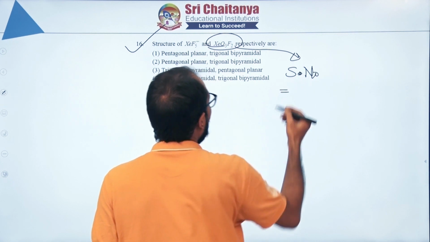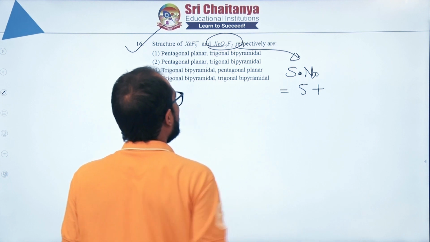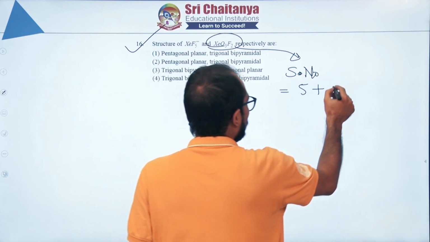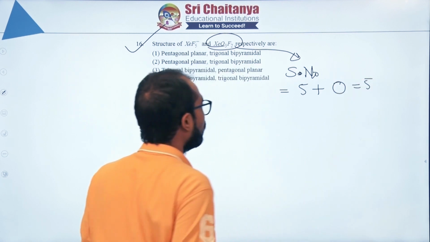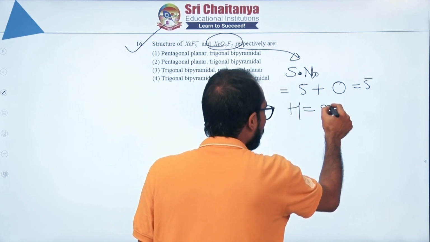Now the steric number will be what? How many sigma bonds can you see? 5 sigma bonds you can see, and there will be no lone pair. There will be 0 lone pair. So the steric number is 5. If the steric number is 5, then I just told you that hybridization will be sp3d.